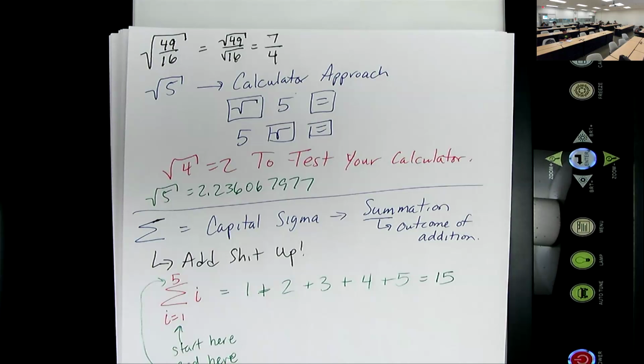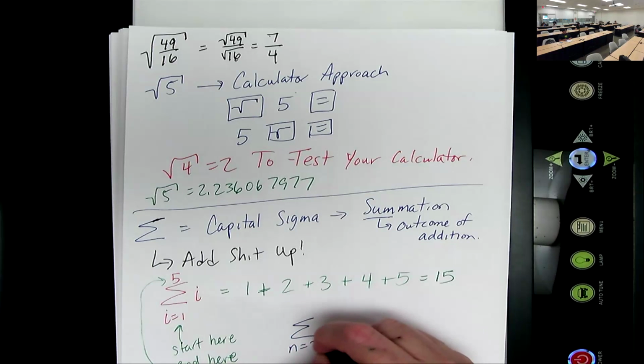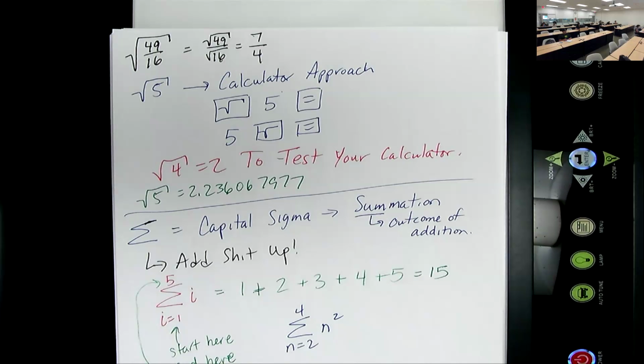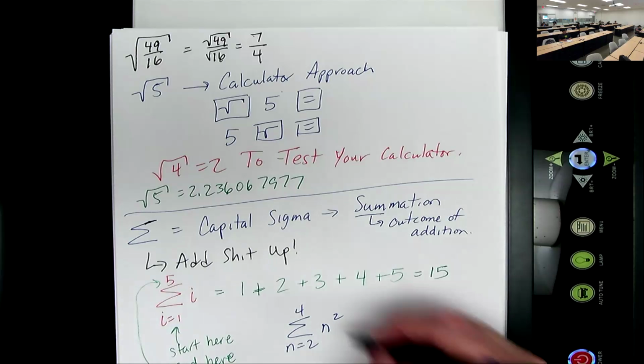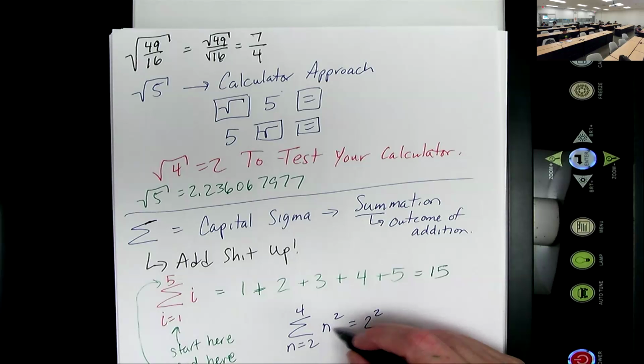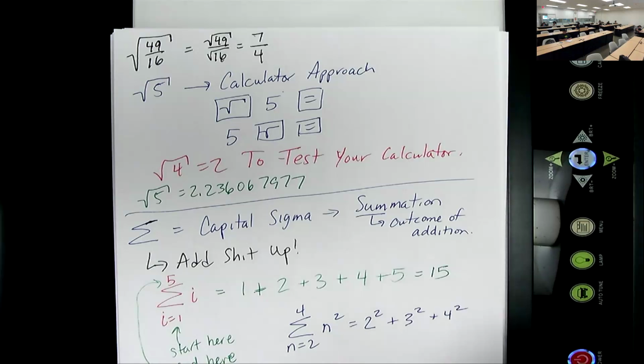They can start at different numbers, they can end at different numbers, and they can use different letters. If you see n equals 2 to 4 of n squared, what it wants you to do is start at 2 and plug it in for n, and keep adding these up. You go up to the 4, stop there, but this is 4 plus 9 plus 16, which is 29.